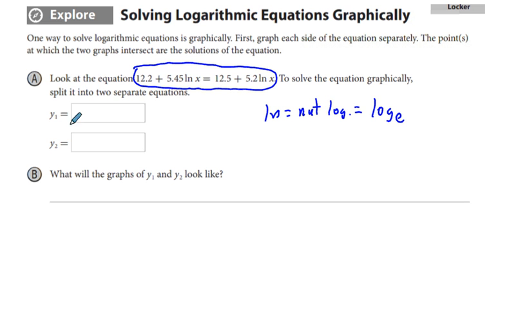So let's go ahead and put down what each side is going to be. We have y1 equals 12.2 plus 5.4 ln x. We have y2 equals 12.5 plus 5.2 natural logarithm of x. And then, what will the graphs of y1 and y2 look like?